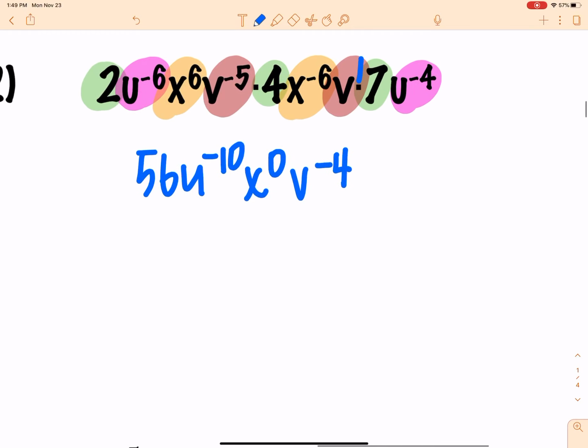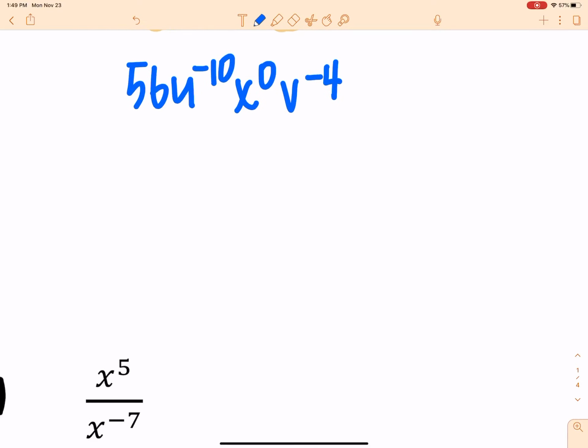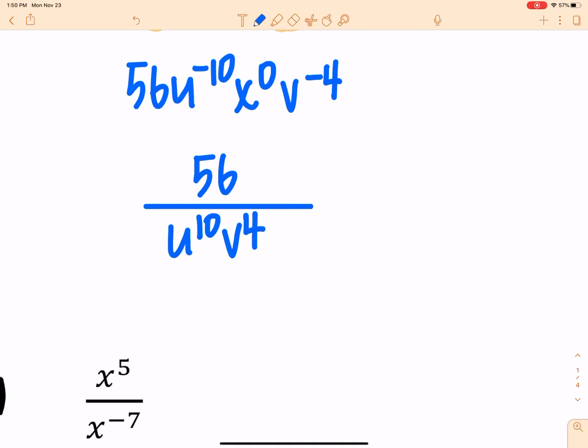Okay, and then we would never leave our answer like this. You'd be marked wrong because it is not simplified. So we're going to keep everything positive upstairs. So 56. U to the -10 belongs on the bottom, as well as v to the 4th belongs on the bottom now. And then x to the 0, remember anything to the power of 0 is 1, so it just kind of disappears from there. So that would be your final answer.